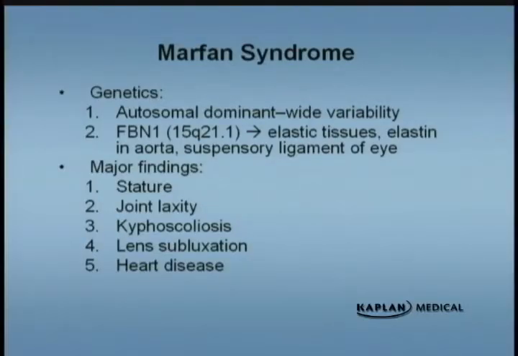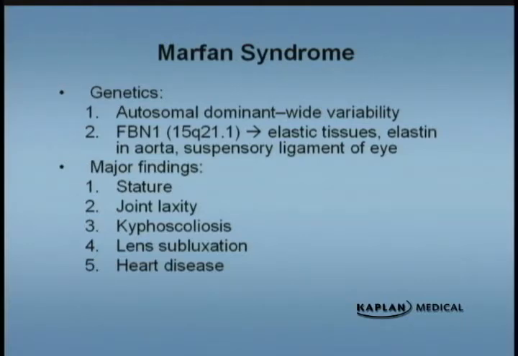Connective tissue disorders, the big one that you need to know is Marfan syndrome. Marfan syndrome is one of the syndromes that's associated with tall stature. It is autosomal dominant, but there is a wide variability in the inheritance modes, and it is an elastic tissue problem. So that you will find, besides the tall stature, you will find joint laxity.